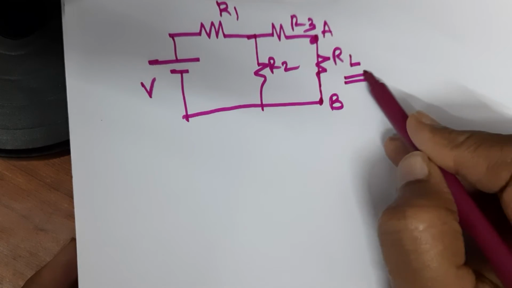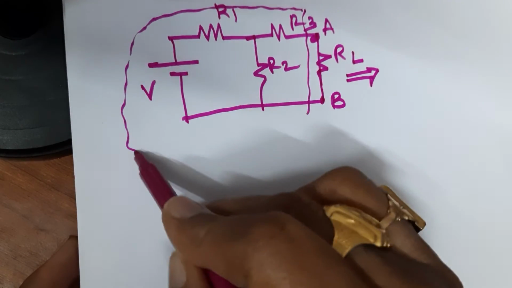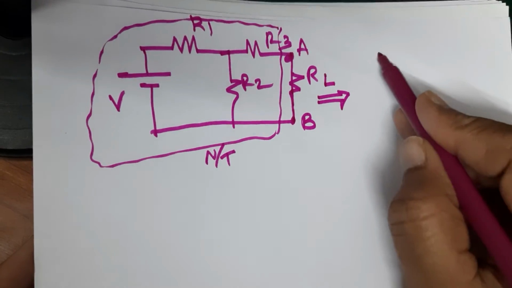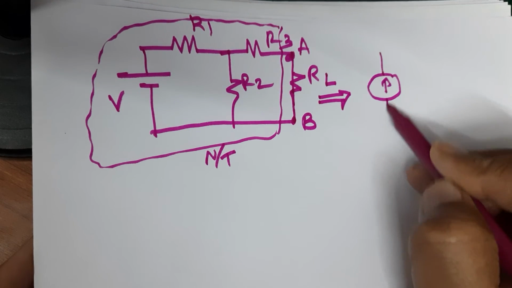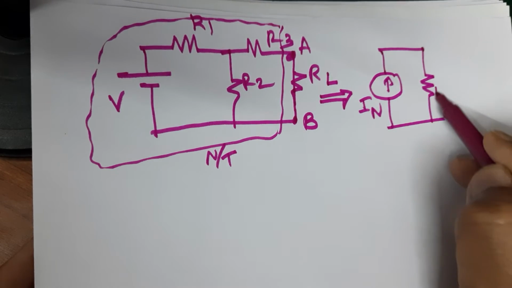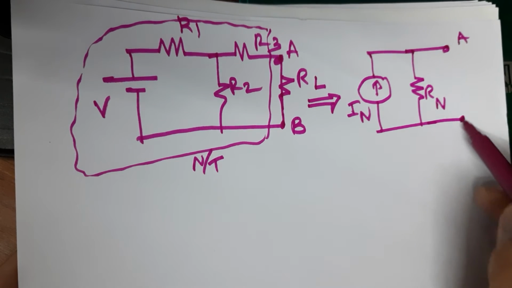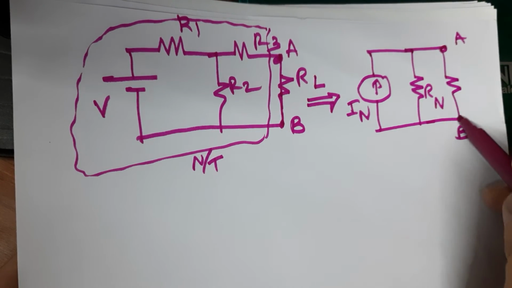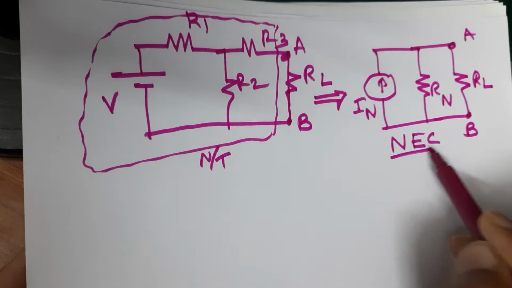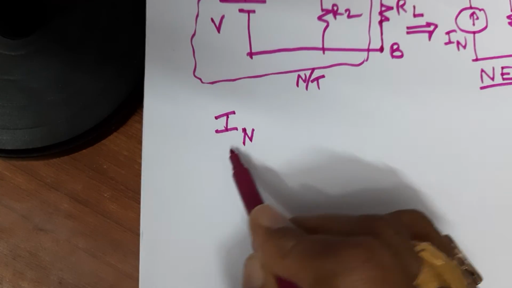What is Norton's equivalent circuit? This entire network, whatever network is given in this box, can be replaced by a single current source, that is IN, in parallel to a single resistance Rn, connected across the same two terminals AB with the load resistance. This is the Norton's equivalent circuit. Now we will see how to find the Norton current from this circuit.